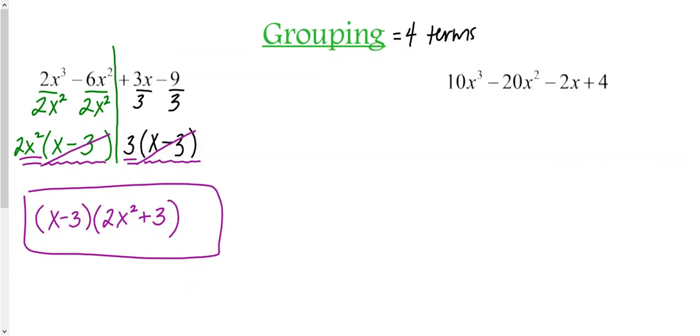Factoring normally ends up in 2 sets of parentheses. So this is mainly how you're going to be finding your answers, with 2 sets of parentheses. All right, let's try the next problem.